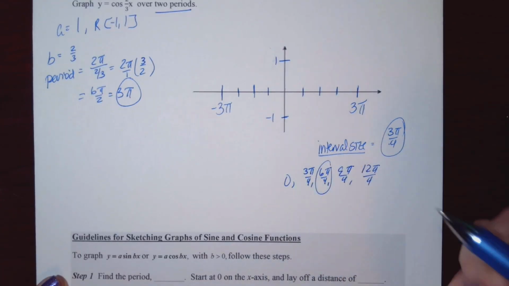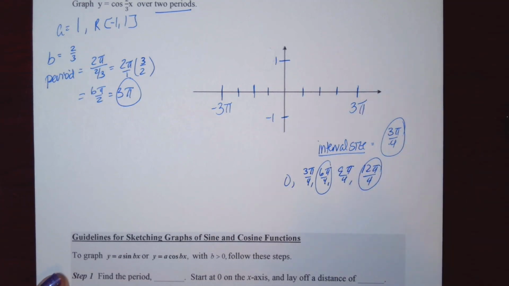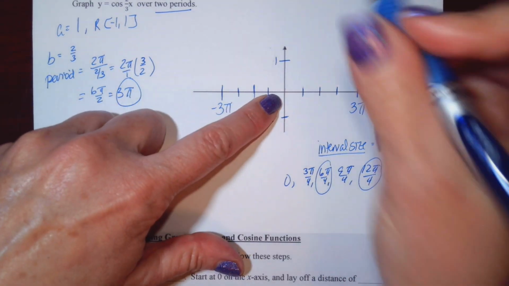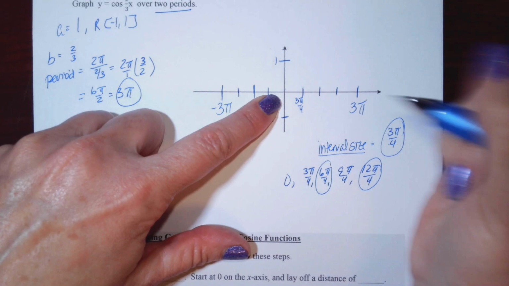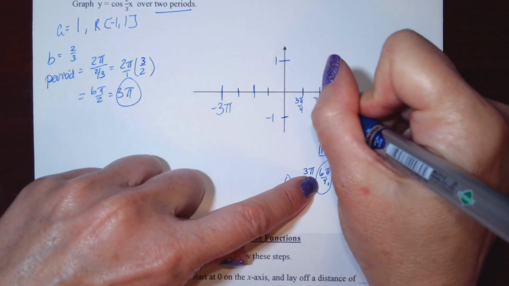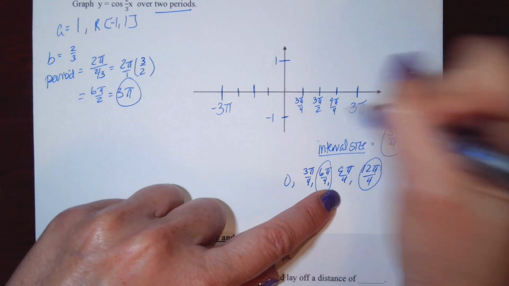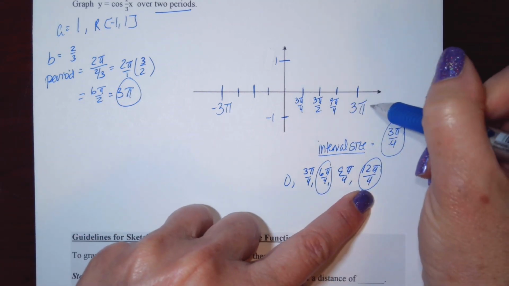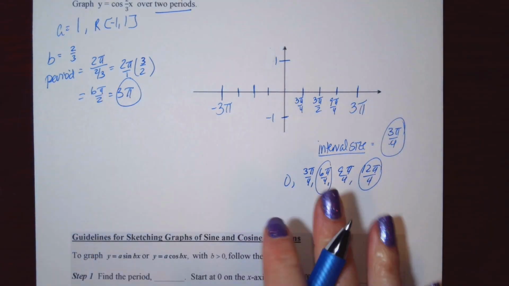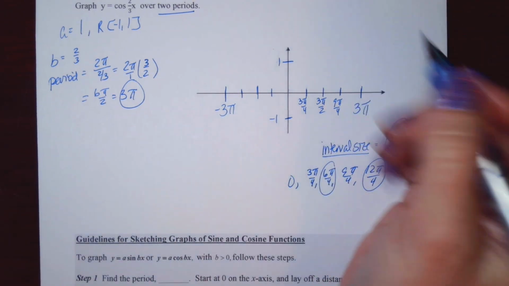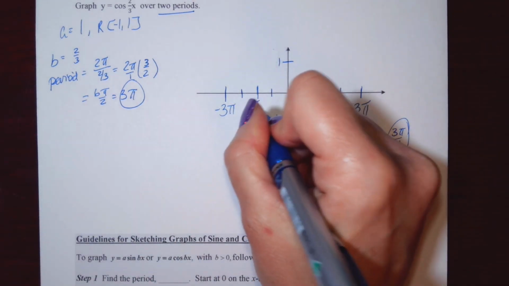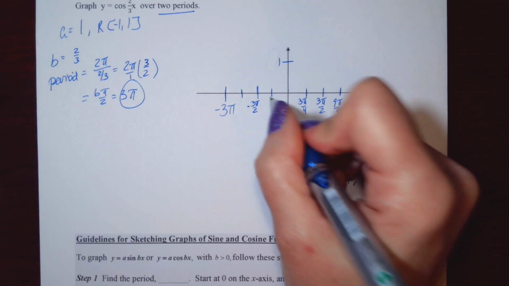This one will simplify, this one will simplify. So I've got 0 radians, I've got 3 pi fourths here, 6 pi fourths is 3 pi halves, 9 pi fourths does not simplify, 12 pi fourths is my 3 pi, so that works, that fits. Going back in the other direction, same values, just negative.